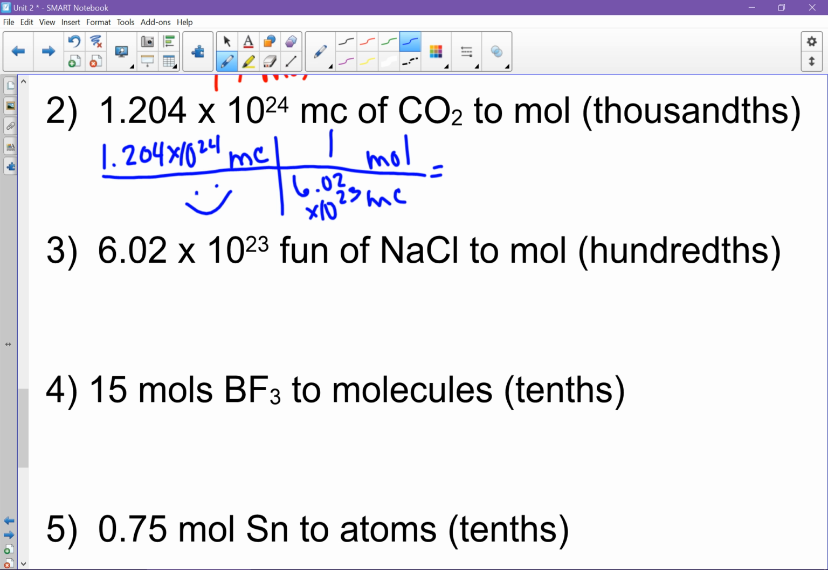When I put this in my calculator, it just says 2. To make that rounded to the thousandths place, I need 3 after the decimal so I can put those zeros on. And because we want mole, that's the unit for our answer.